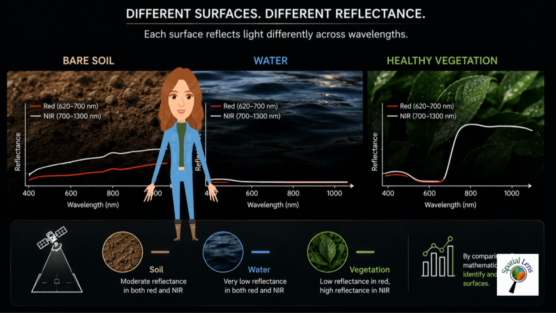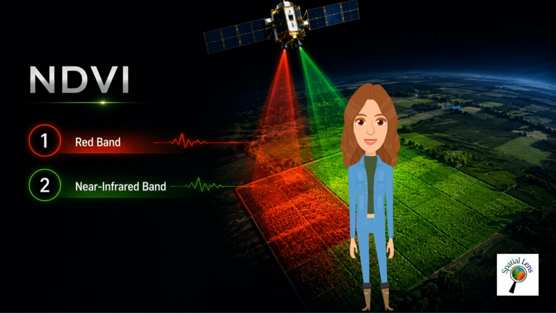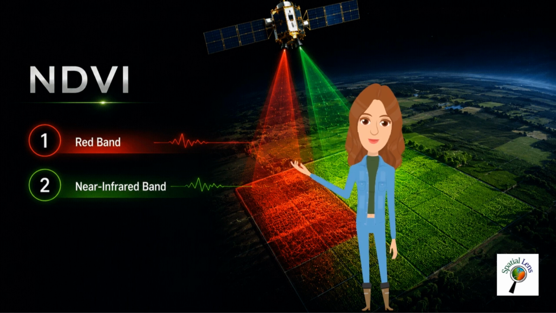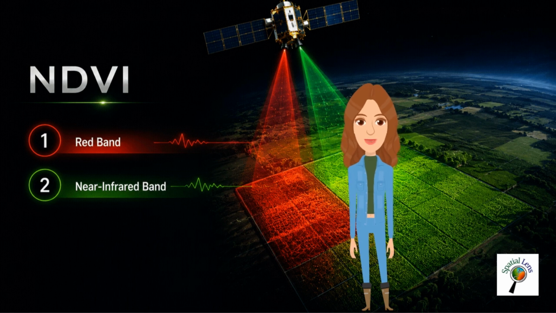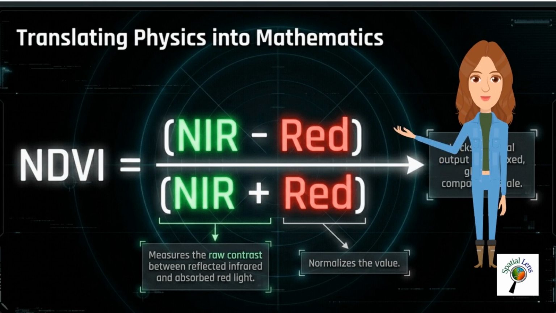Bare soil behaves differently, and water behaves differently again. Because each surface reflects light differently, we can mathematically compare them. And this is exactly what NDVI does. NDVI uses two spectral bands. 1. Red band. 2. Near-infrared band. The NDVI formula is NDVI equals near-infrared minus red, divided by near-infrared plus red.